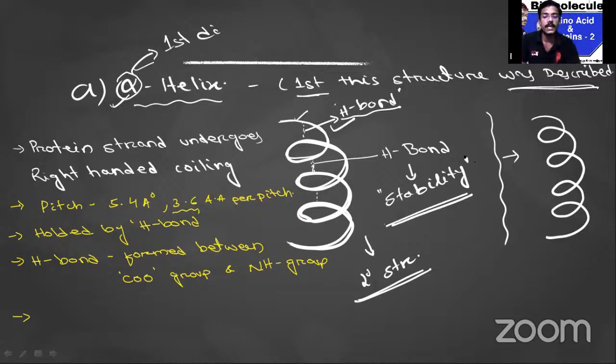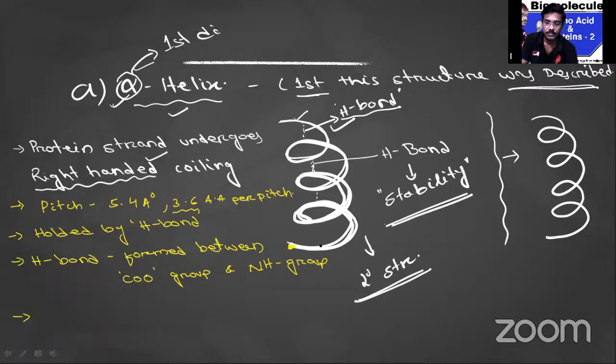Okay, and another thing we have to remember: in this helix, the primary structure of the protein undergoes coiling. And in which direction will it coil? It will coil in the right-handed direction. So the protein strand undergoes right-handed coiling to make this alpha helix structure. Okay, and here suppose this is one piece. Let's see here. This is one complete coiling. Okay, let me choose one color.